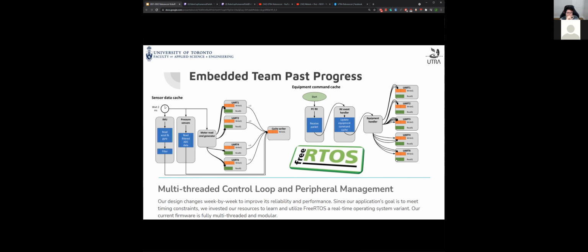This is fairly complex, but just a brief overview: the left and the right part of this diagram demonstrate how sensor information is extracted from the sensor and processed by the controller itself, then passed to our software, and how the commands get sent to the motors using this entire framework. It's called multi-threaded control loop and peripheral management. It's a very long and complex word.